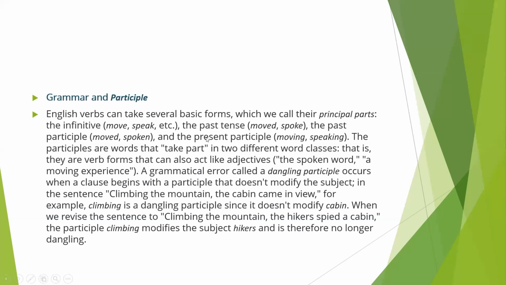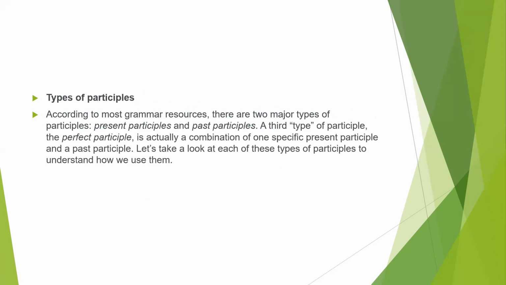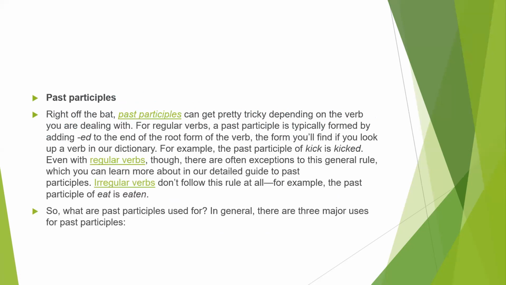According to the word, the participle changes. Sometimes it is speak, spoken, sometimes it is moved. Sometimes we have to add ed, sometimes we don't have to add ed. The form is totally changing. So examples of participle: the finished product. Types of participles: past participle is there.